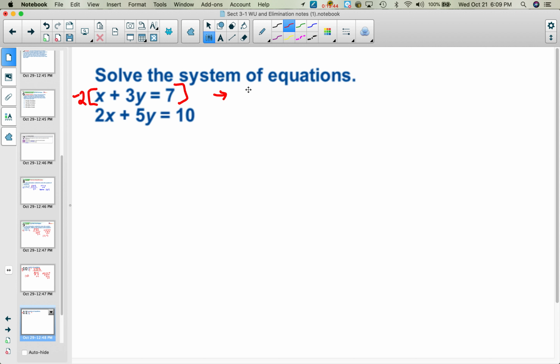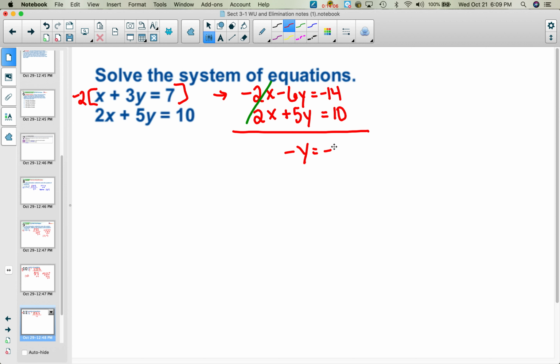When I do that, I get -2x minus 6y equals -14. The bottom equation doesn't change: 2x plus 5y equals 10. When I add all the like parts, the x's drop out. I get -y equals -4. That's like saying the opposite of y is -4, which means y is +4. You could think of it as multiplying both sides by -1. So now I know y, but I have to figure out x.